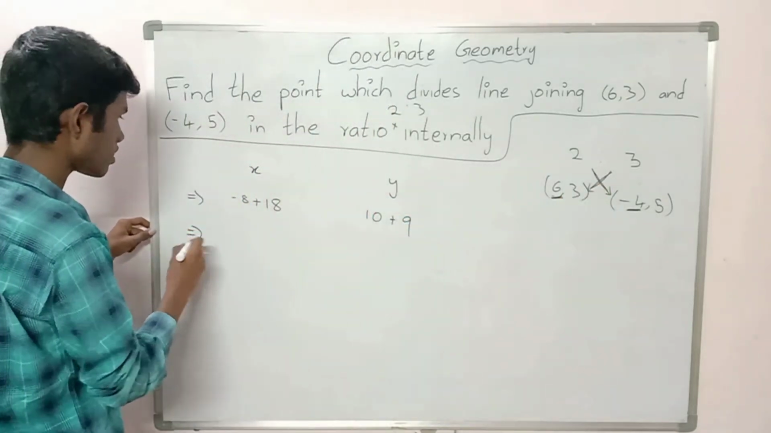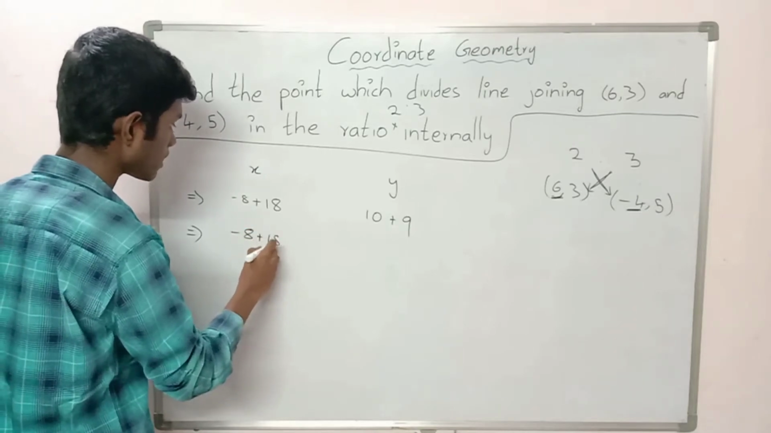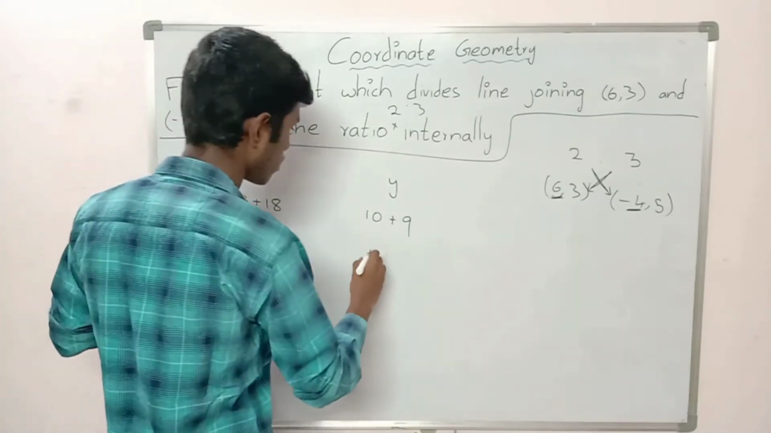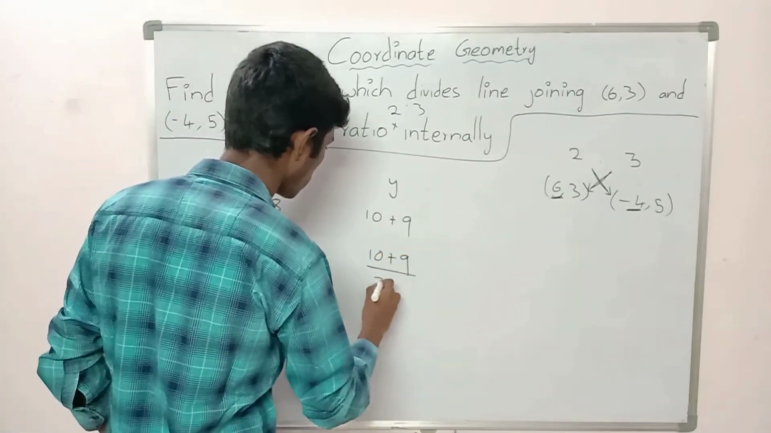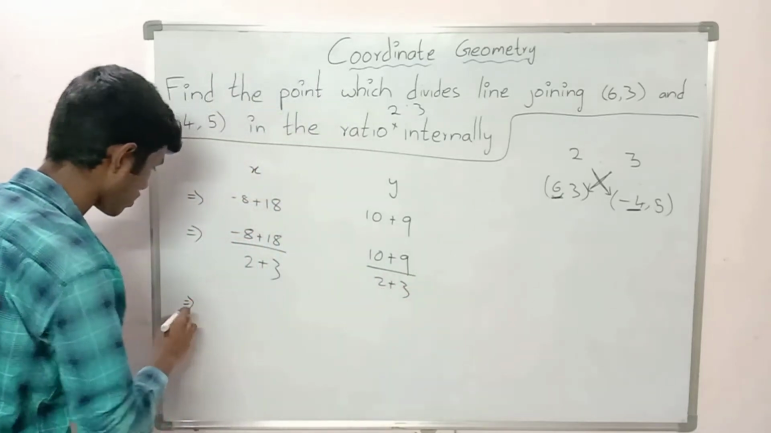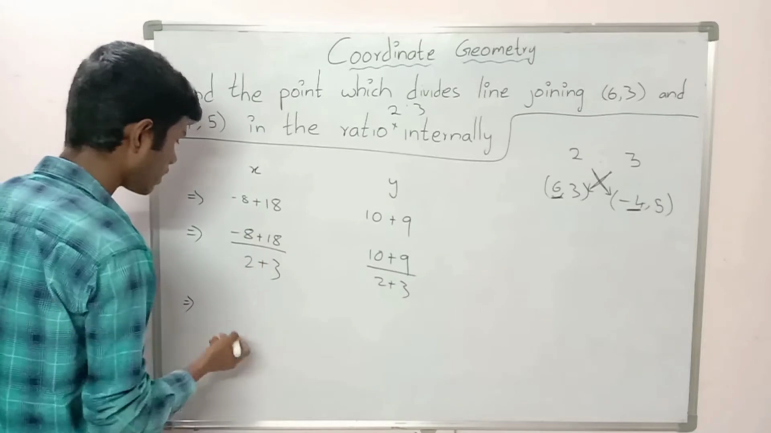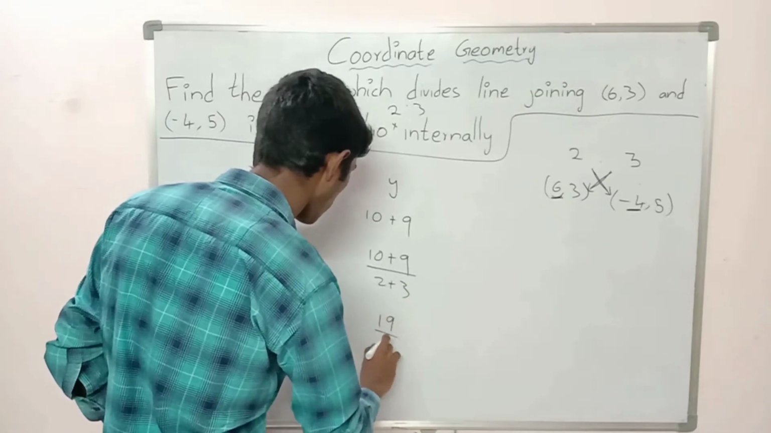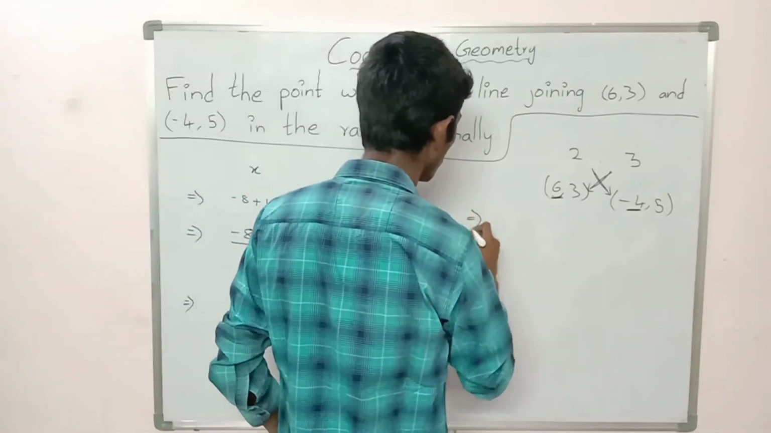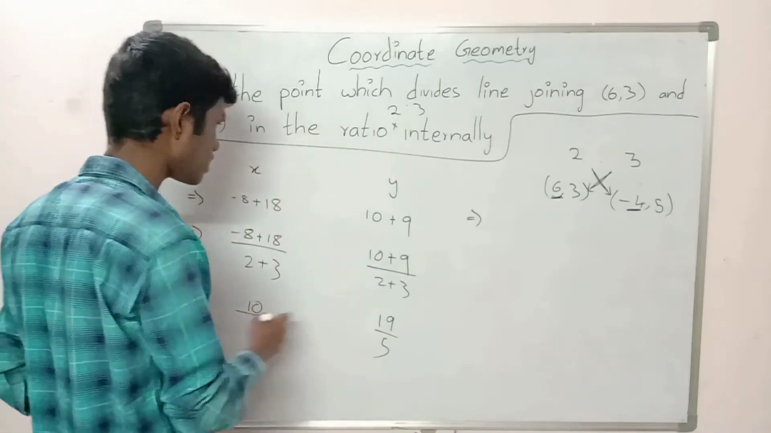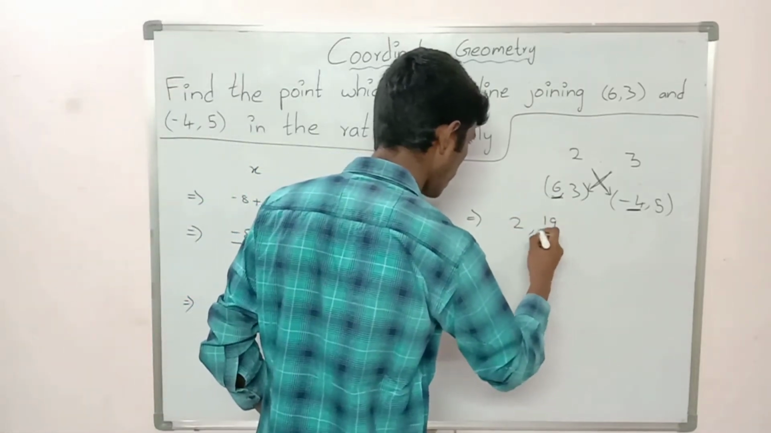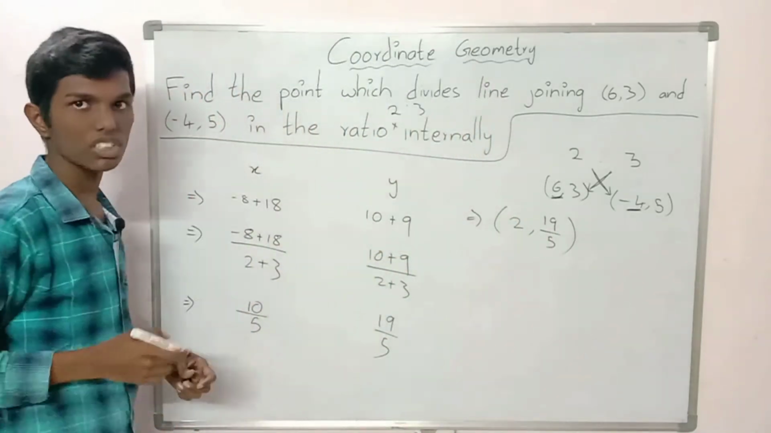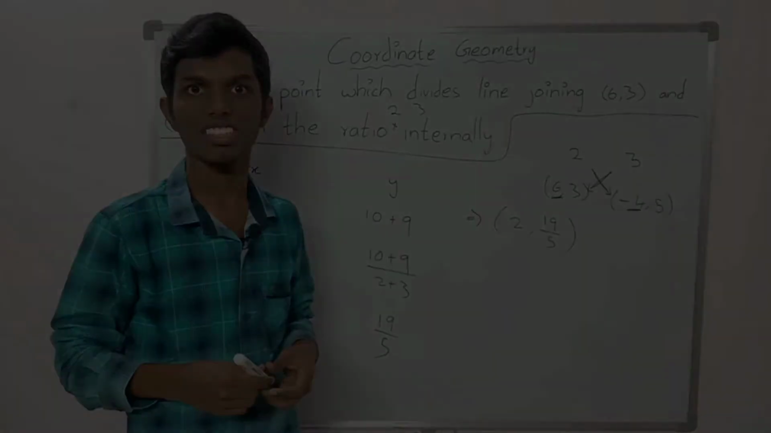And the second step is minus 8 plus 18 by, just sum them up, 2 plus 3, 10 plus 9 by 2 plus 3. Simplified, minus 8 plus 18, 10 by 5, 10 plus 9, 19 by 5. So the point you are required to find is 2, 19 by 5. This is how you find a point which divides a given line joining 2 points.